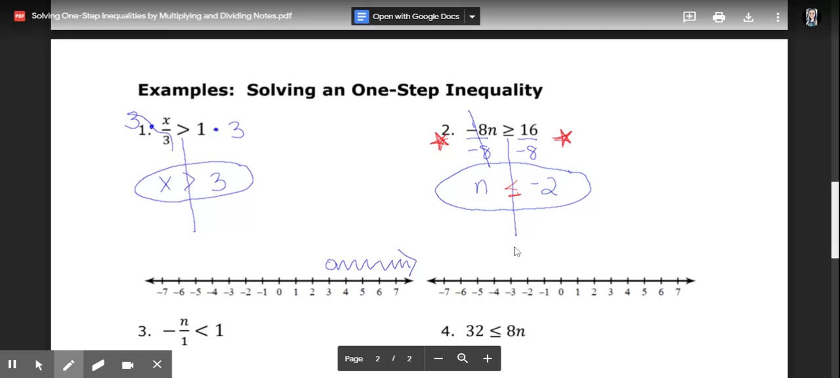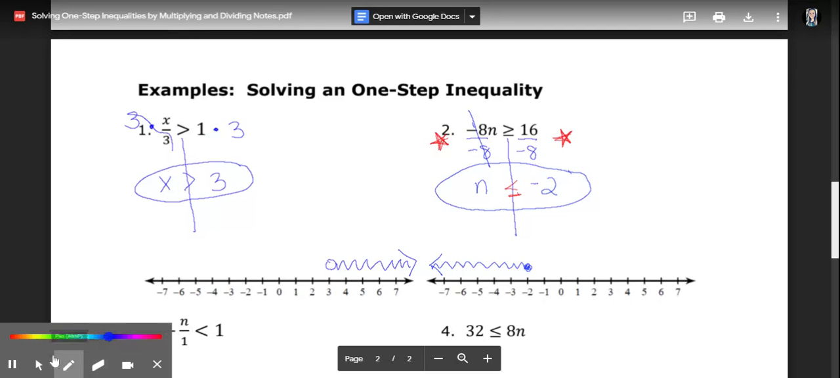To graph this, I would use a closed circle on negative 2. I know it's going to be closed because I have that little underline in my answer. And then when you're graphing, make sure you pay attention to what the final answer says, not the original problem. The final answer says all of the numbers less than negative 2, and less than always goes to the left. So I will shade all the way through and put an arrow on the end.